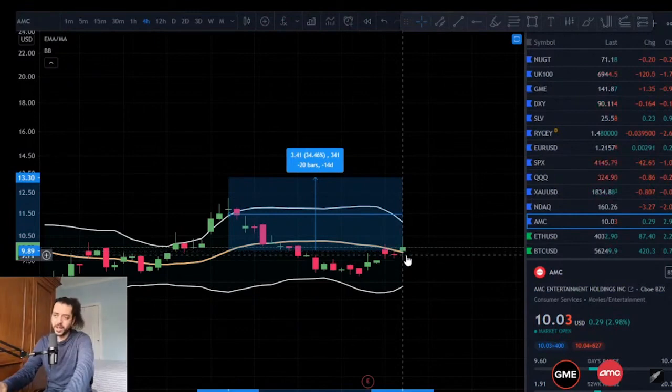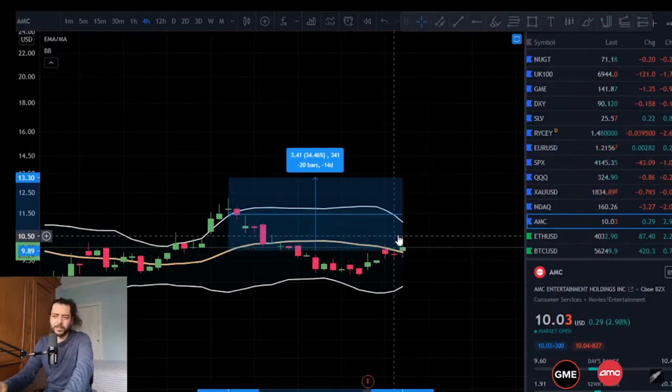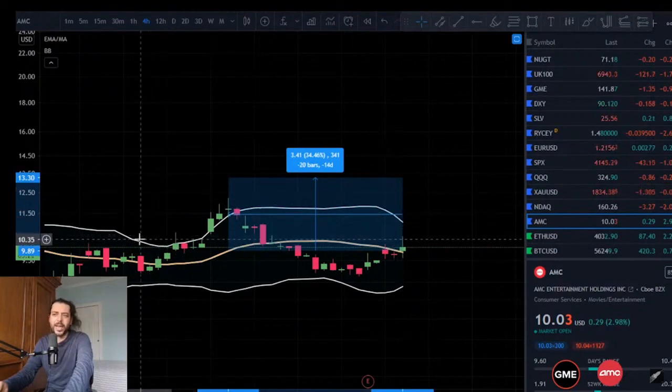Of course, right there indicating to us where things start to get tasty if we do see pullbacks, etc. And that is where the 20 period moving average is. Now, what are these two lines here? Well, they're actually two standard deviations away from the moving average.